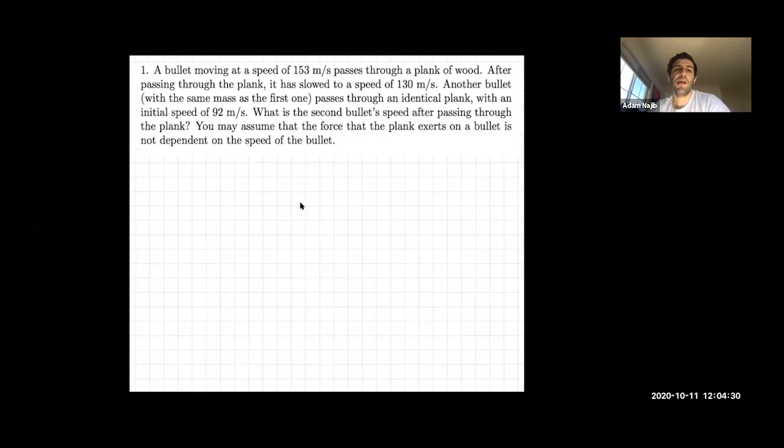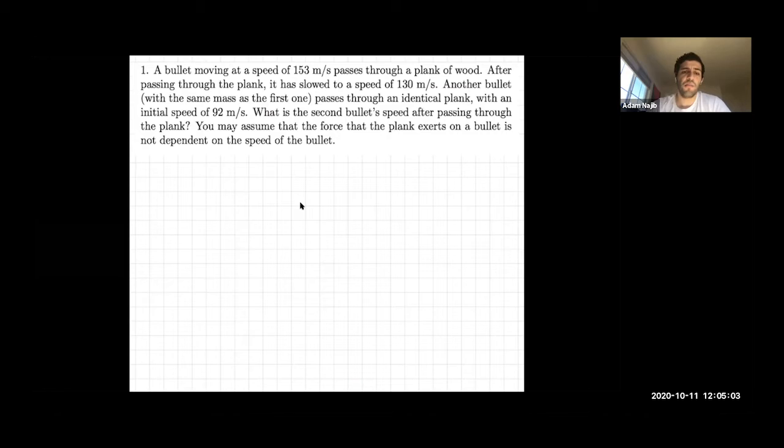So the question states, you have a bullet moving at a speed of 153 meters per second, and it passes through a plank of wood. After passing through the plank, it has slowed to a speed of 130 meters per second. And another bullet with the same mass as the first one passes through an identical plank with an initial speed of 92 meters per second. So the question is, what is the second bullet's speed after passing through the plank? And you can also assume that the force that the plank exerts on a bullet is not dependent on the speed of the bullet. So I know that was a mouthful, but let's get into the question.